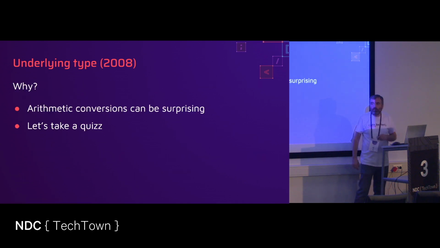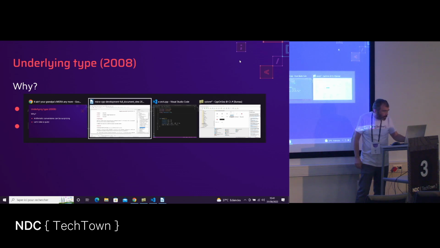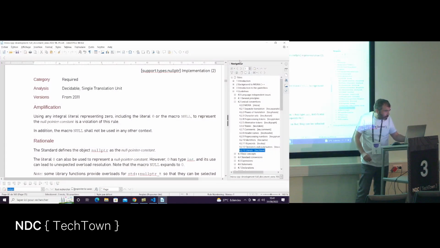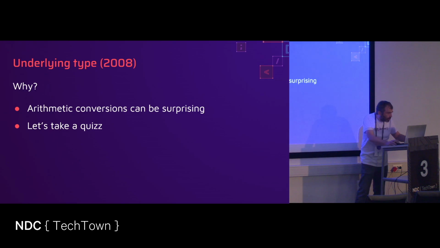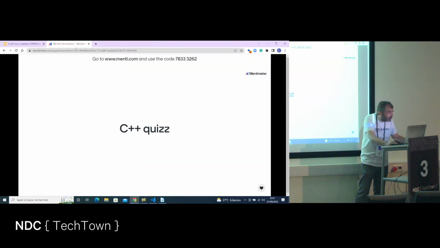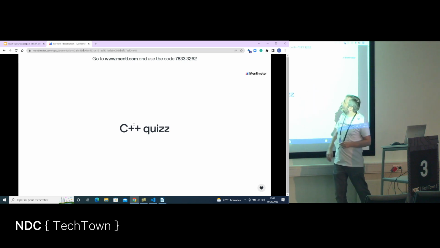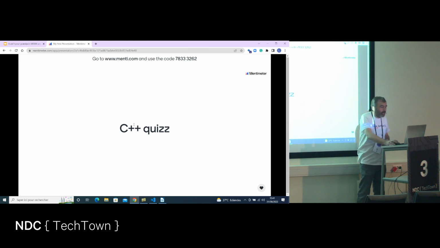So why did we do that? Well, because arithmetic conversion can be surprising. And now I'm going to rest a little bit, and I'm going to ask you to work a little bit with a small quiz to show you how complex they can be. So you can go to this menti.com website and enter the code which is there.